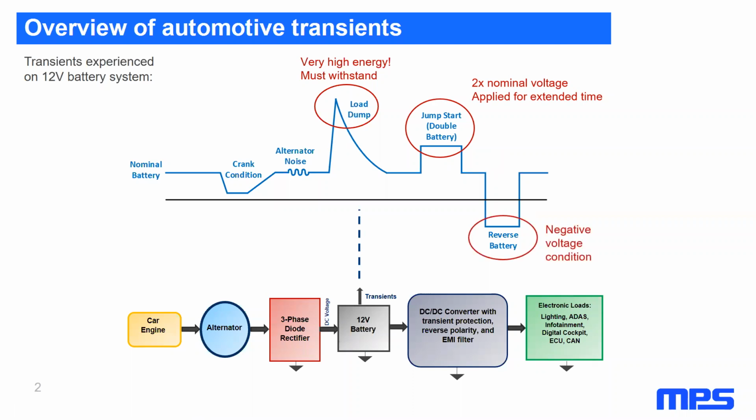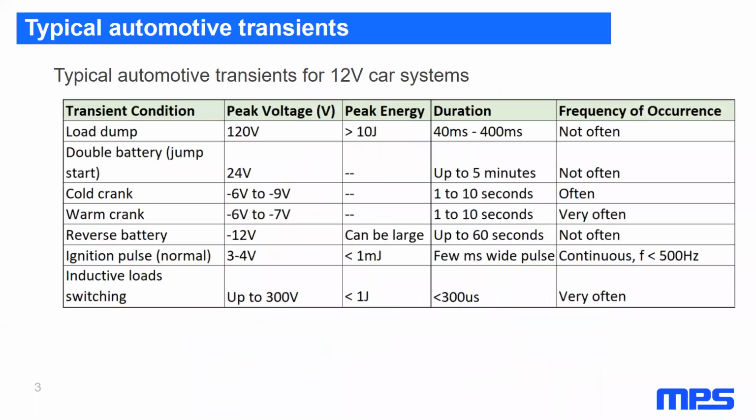Negative voltage events can also occur, such as reverse battery condition, and alternator field decay can also create negative voltages at each turn off. Other conditions, such as cold crank and warm crank transients and alternator noise, must also be dealt with so that the vehicle will continue proper operation when they occur. Let's look at more of the details for the transient waveforms just mentioned.